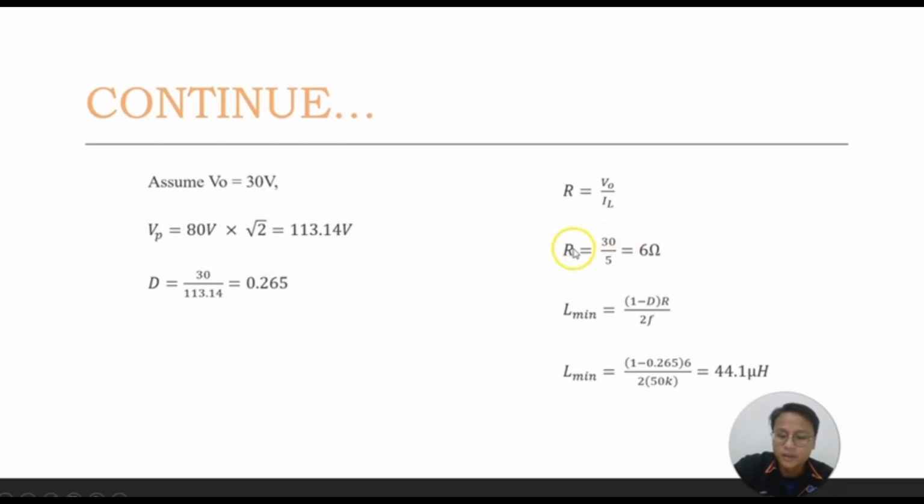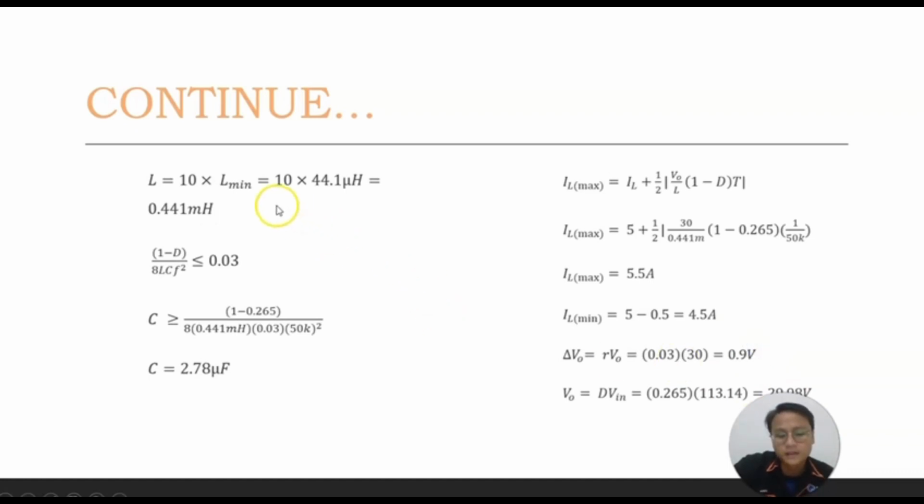After that, we find our resistor. So R is equal to 30, the output voltage, divided by 5. So we got our resistor value is 6 ohm. Then after we find our resistor, we need to find our minimum inductor value. So we use the equation (1 minus D) times R divided by 2 times frequency. So we found the minimum inductor is 44.1 microhenry.